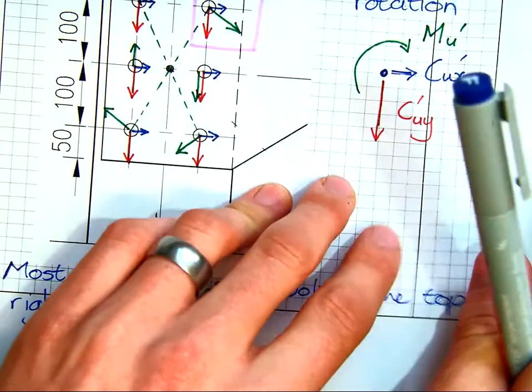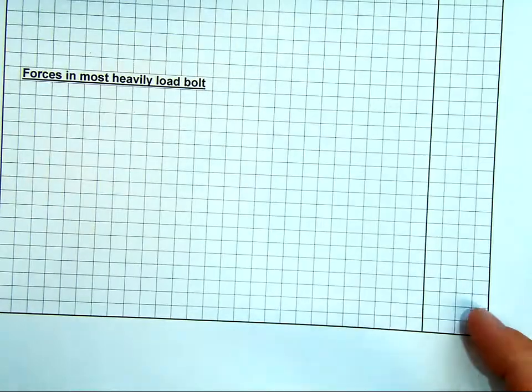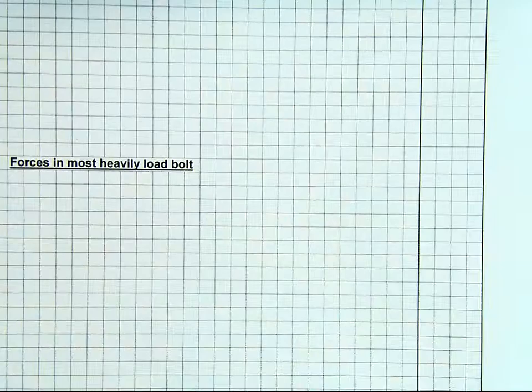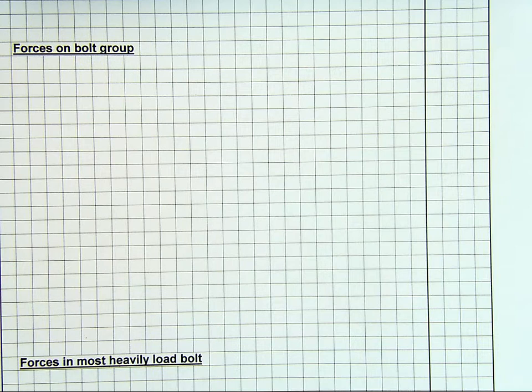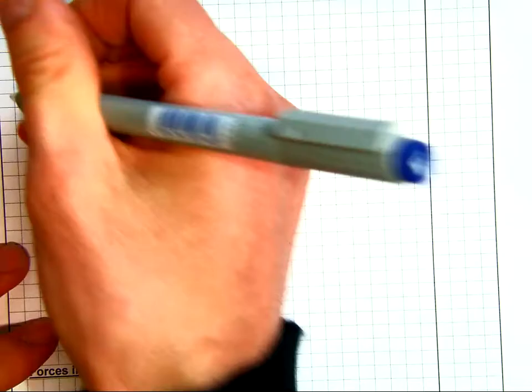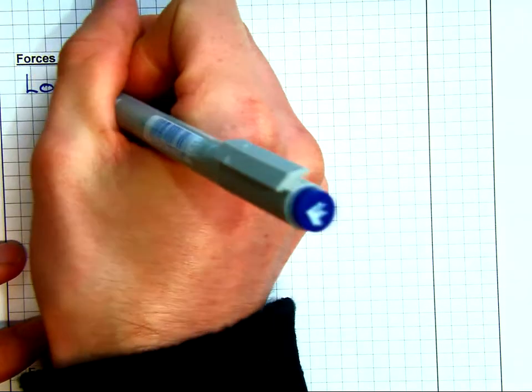Now we're going to start calculating the capacity and checking what the forces are. So firstly, forces in the bolt group. I'm now going to calculate what the forces are in the bolt group. So this is what I was talking to you about earlier. And firstly, I need to consider it as a load per side.